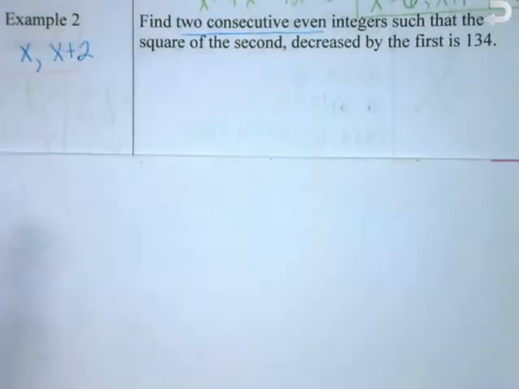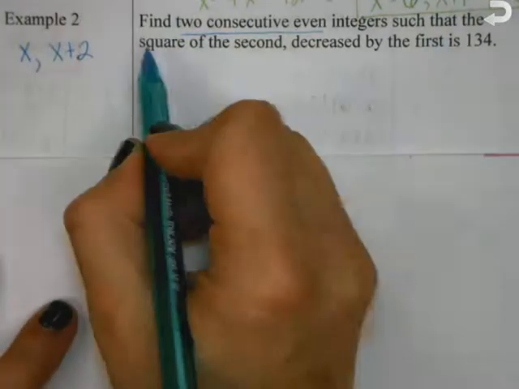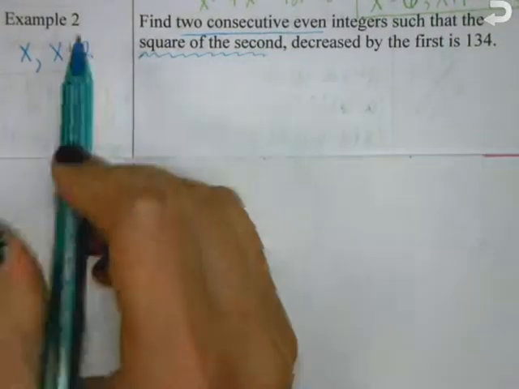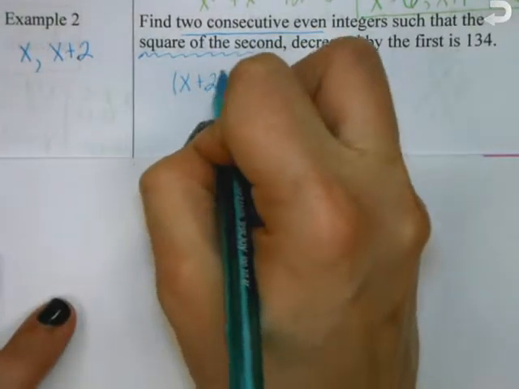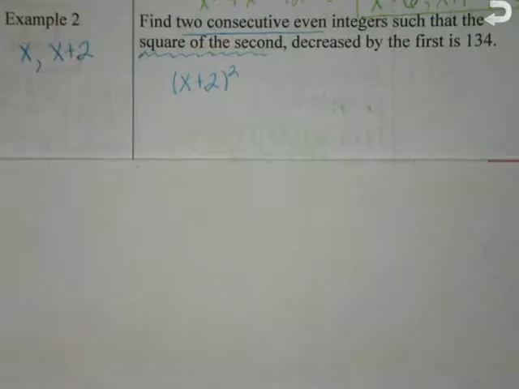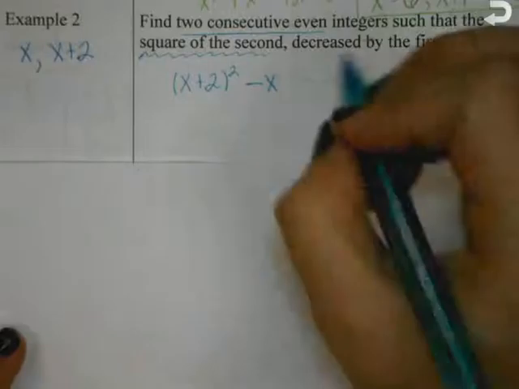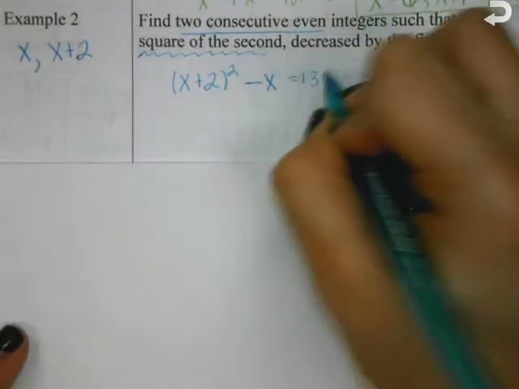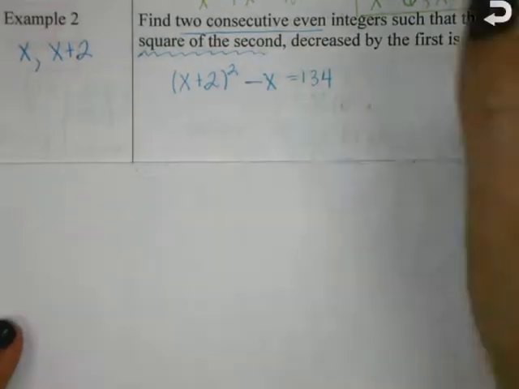And here's what they give us. The square of the second. So the second one is x plus 2. So that means I'm taking x plus 2 and squaring it. Decreased by the first, and so then we are subtracting x is equal to 134. So we're taking the square of the second, x plus 2 squared, and then decreasing it by the first. So we can do this.